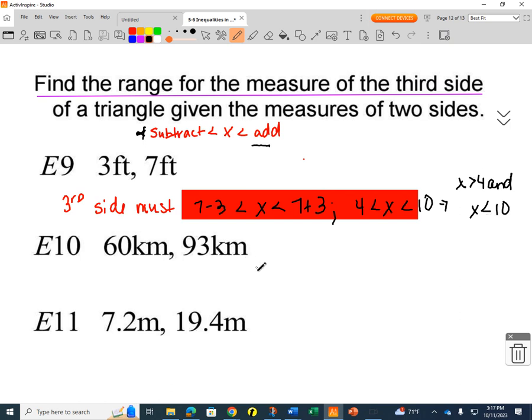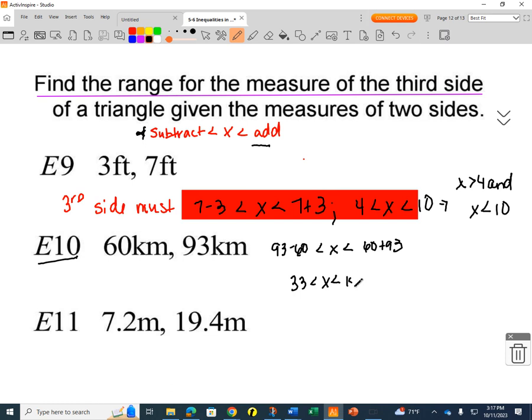All right, example 10. If we had two sides of a triangle, 60 kilometers and 93 kilometers. We're going to use this formula. We're going to subtract them and plug in, and then add them and plug them into this formula. So 93 minus 60, which is less than x, has to be less than 60 plus 93. So 33 is less than x is less than 153.